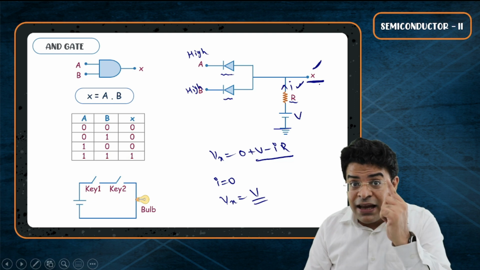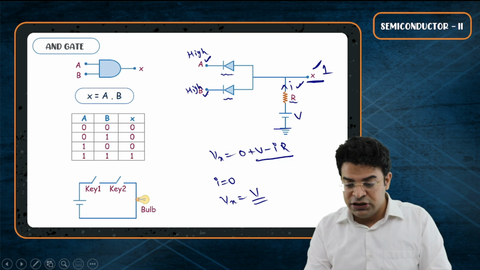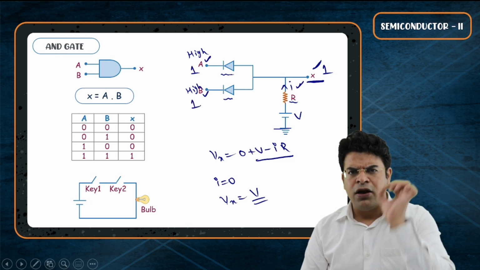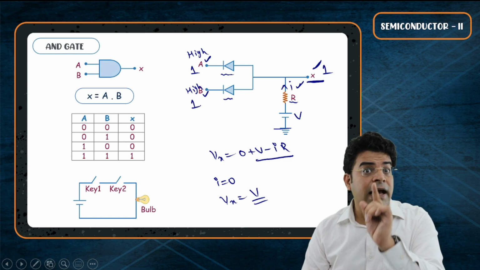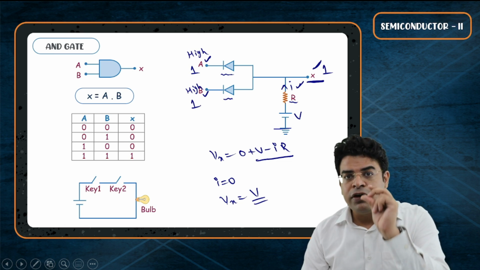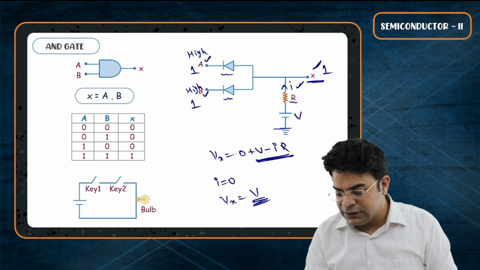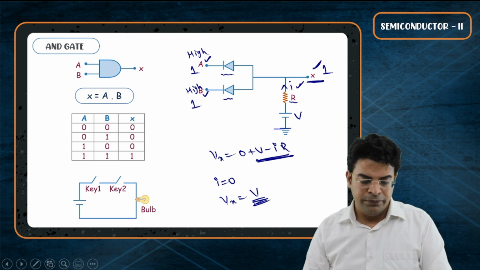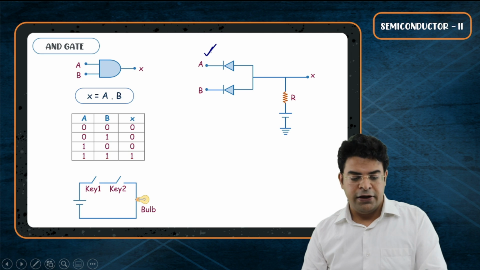The potential at X is 1 when both A and B are at high potential, when both A and B are at 1. If any one out of A and B is at low potential, then that diode will be forward biased and the current will flow. As the current flows, the potential at point X will drop from V and become V minus IR. That will represent a 0 in Boolean algebra. So this is the electronic circuit equivalent of AND gate.